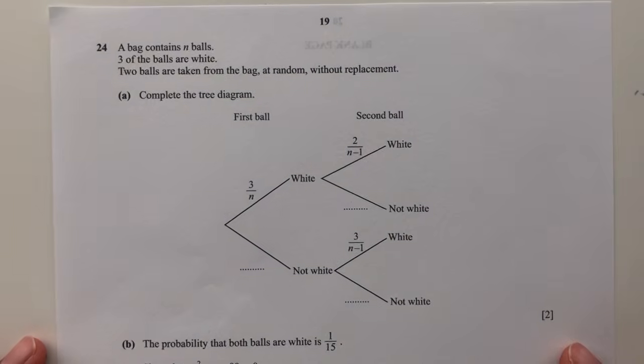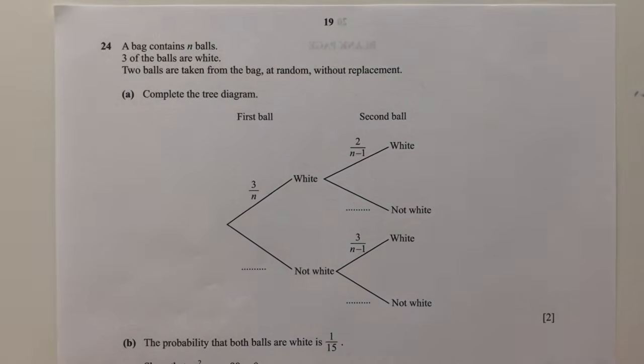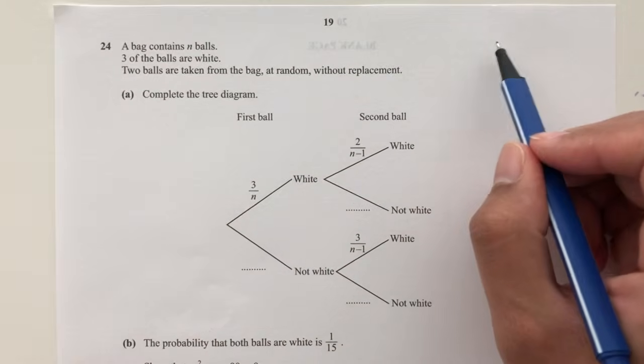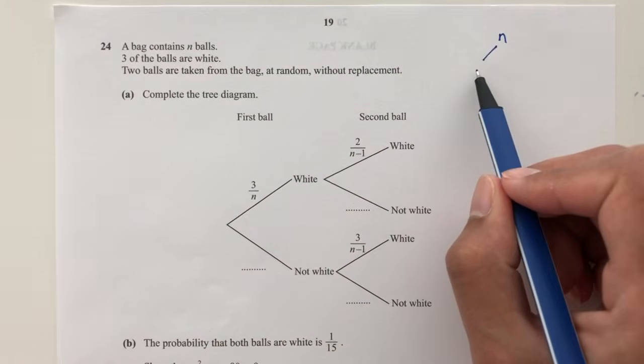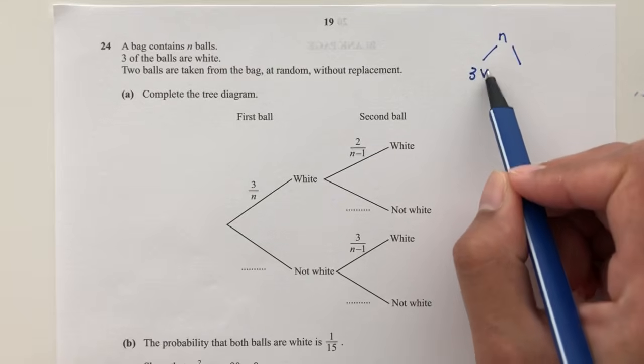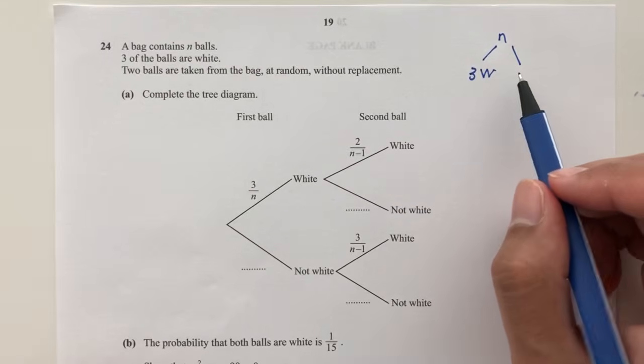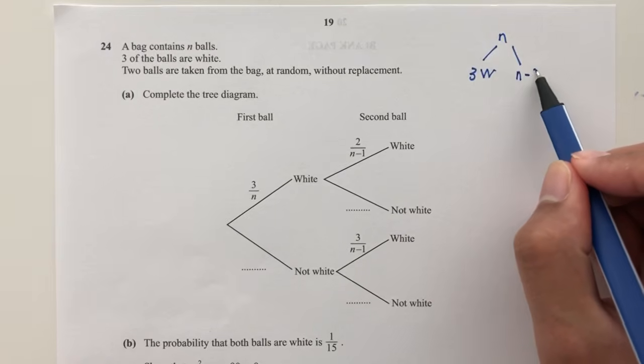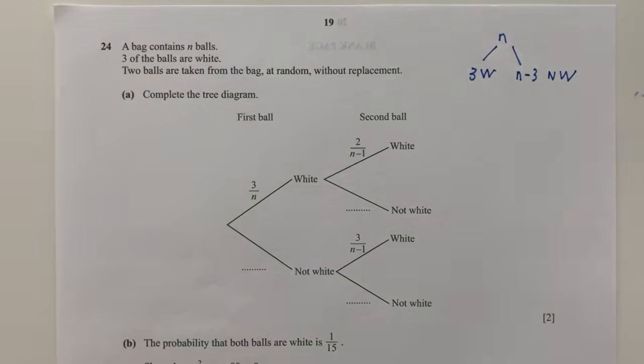Now question number 24 here. A bag contains n balls. So we have n balls. 3 of them are white. So the bag is n balls, 3 is white. So not white will be what? Not white will be n minus 3.